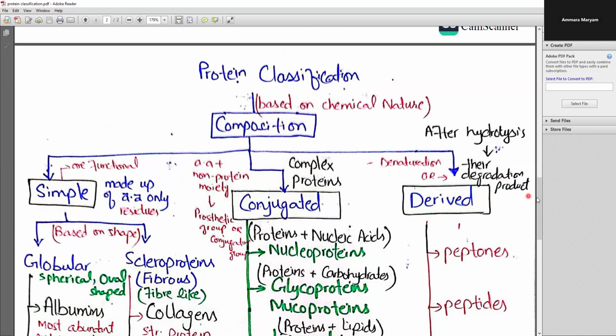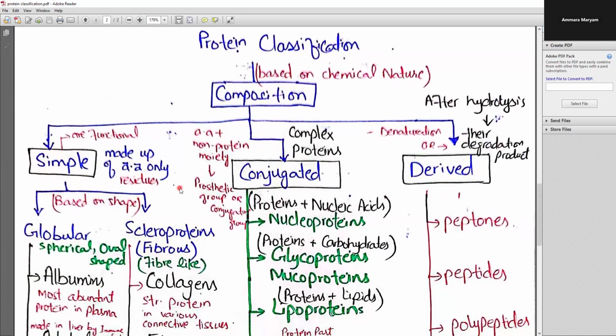First, let's have a look at the simple proteins. What are these simple proteins? As the name suggests, they are very simple proteins. That means there is nothing other than the proteins. They are simply made up of only amino acid residues. Such proteins are known as simple proteins, because these proteins contain only amino acid residues, and there is no other residue other than the amino acids.